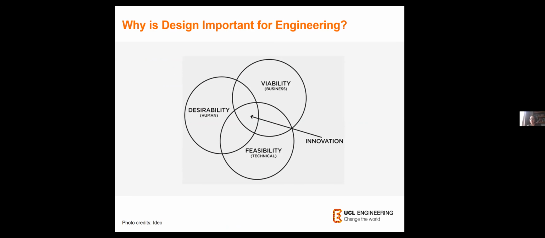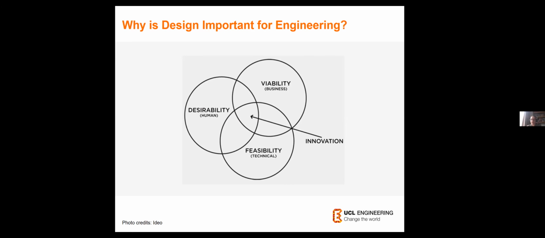I really love this diagram. It helps you think about design in a visual way. So we sometimes talk about innovation in engineering. We're looking to produce innovative products, new products, stuff that's creative, and design really helps us to do that.